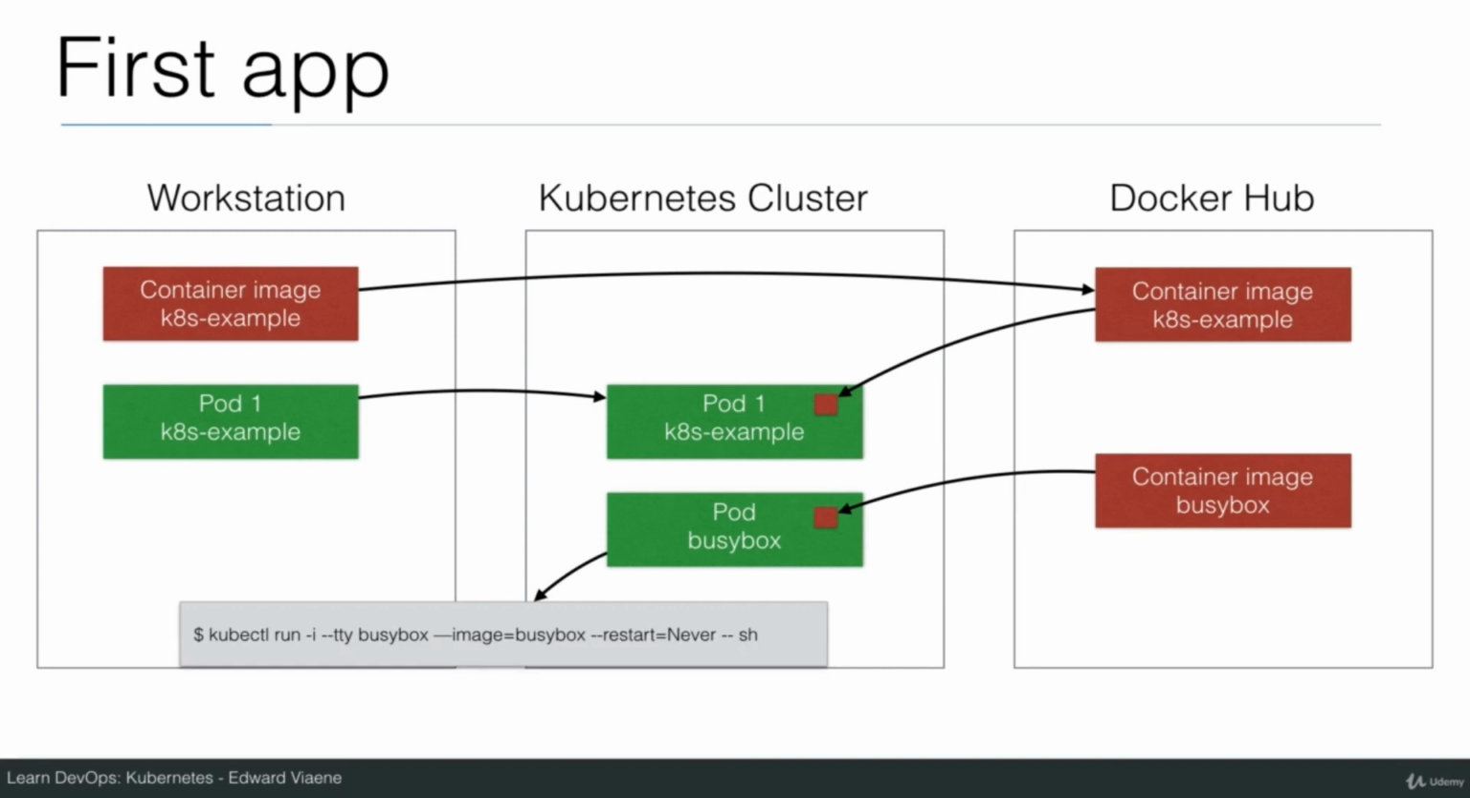Then there's another possibility. You can also launch a new pod. For example, you can use kubectl run to launch a pod busybox that is using the image busybox to then pull the image busybox from Docker Hub and launch it in a pod. You will then execute the command sh in that pod, and then that will open a shell, and that allows you to execute more commands to debug the problem. You could, for instance, connect from this busybox pod to the Kubernetes example.